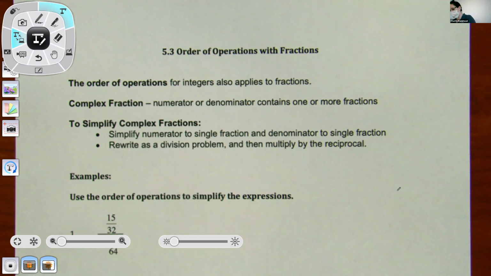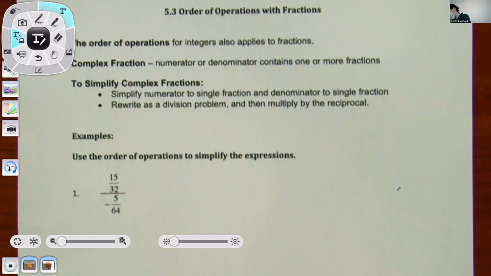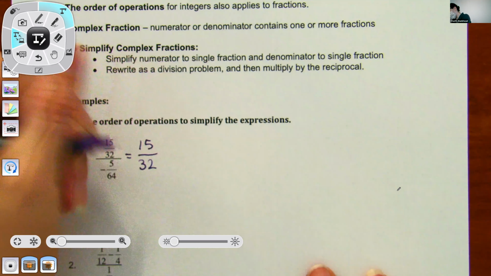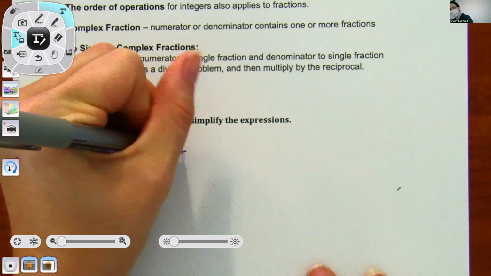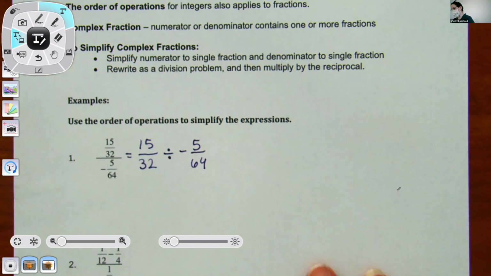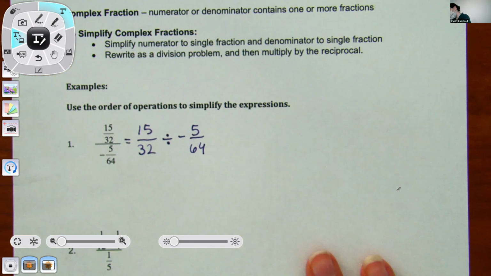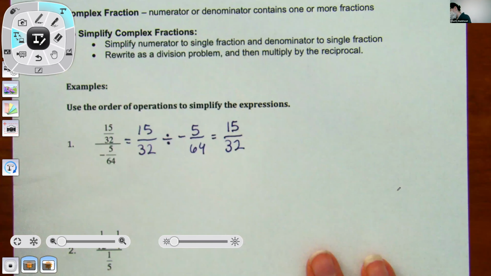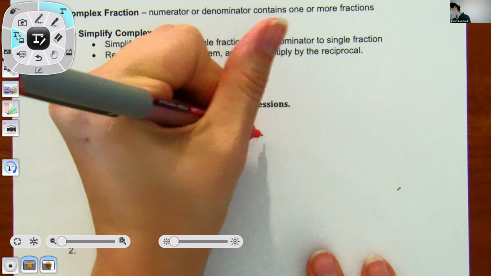So, all right, number one, we can just change that to 15/32 divided by -5/64. Then you would flip the second fraction and multiply. So that would be 15/32 times -64/5.